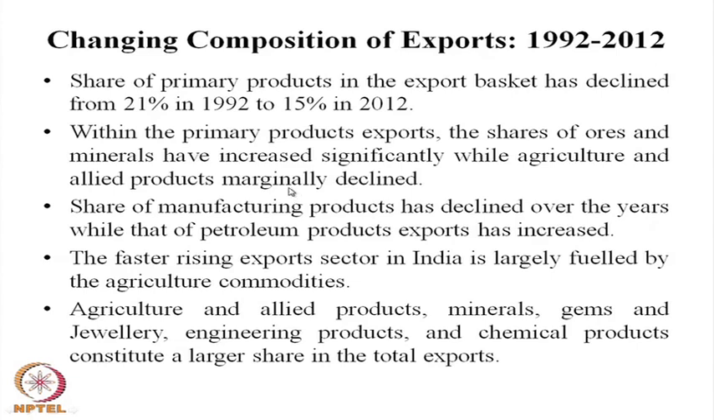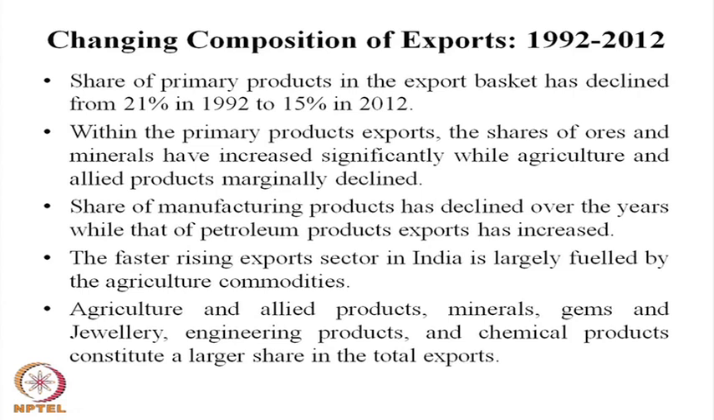So, what is the composition? After the economic liberalization in the 90s, the share of primary products in exports is declining. Within primary product export, iron ores and other minerals have increased. Agriculture and allied activity is almost stagnant in our export earning. The share of manufacturing products has declined over the years, while petroleum product export has increased. The faster rising export sector in India is largely fueled by agriculture commodities. Agriculture and allied products, minerals, gems, jewelry, engineering goods and services constitute a significant part of our export revenue.